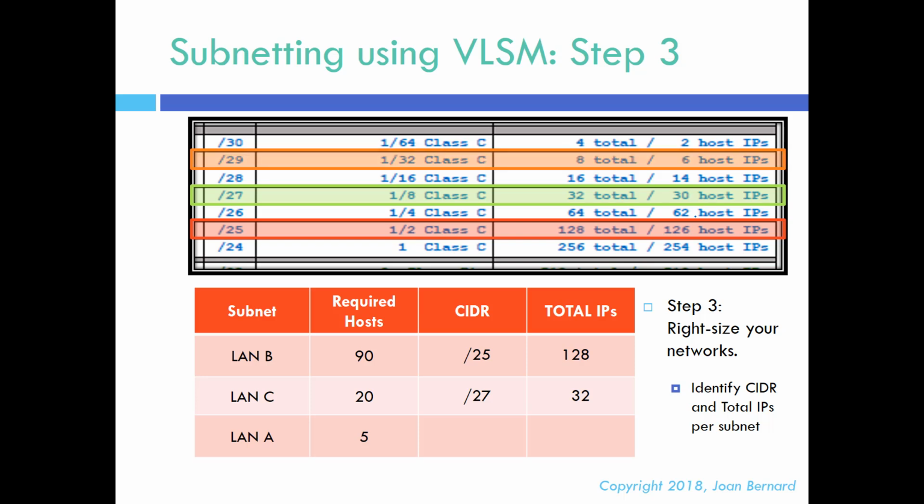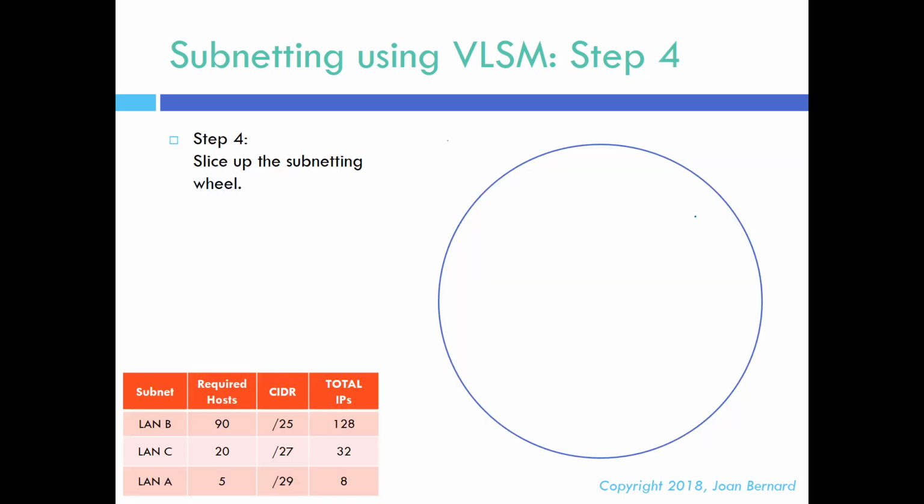Now, the last one is LAN A. We need 5. As I look at the table, I can see that the best choice would be a /29. It supports 6 hosts, so I mark that in my table, a /29, and I mark that it has a total of 8 IP addresses. And you're going to see why we need to know the total IP addresses. That's actually going to help find our network IPs, our starting points for each of these LANs. All right, step 3, done. Let's move on to step 4. Step 4, we're going to slice up the subnetting wheel and we're going to identify the network IP of each subnet.